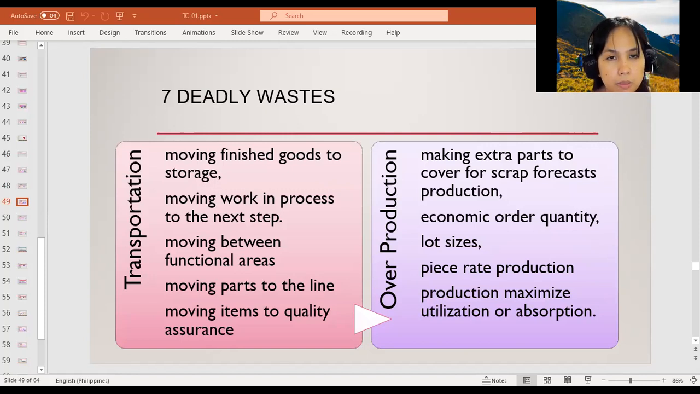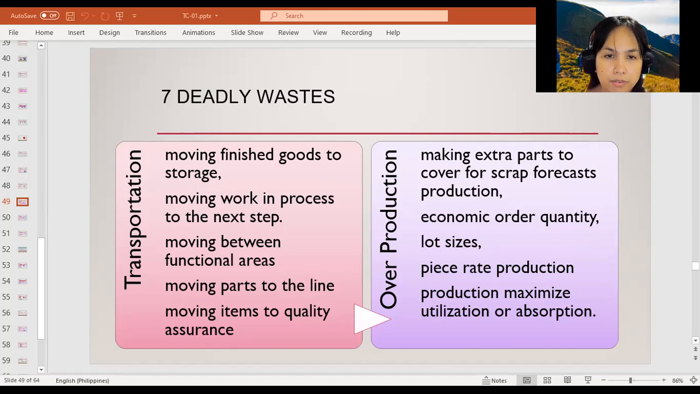Now, some examples of transportation waste are moving finished goods to storage. That's one. And then you also have moving work in process to the next step. Then moving between functional areas. Then we also have moving parts to the line. And then moving items to quality assurance.